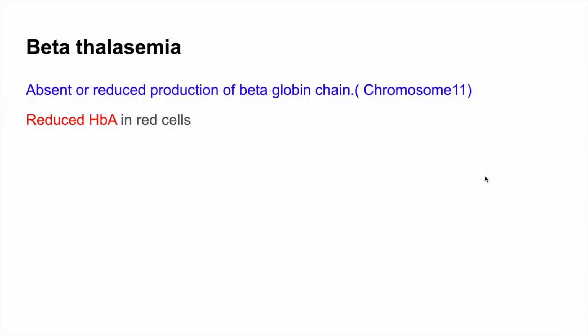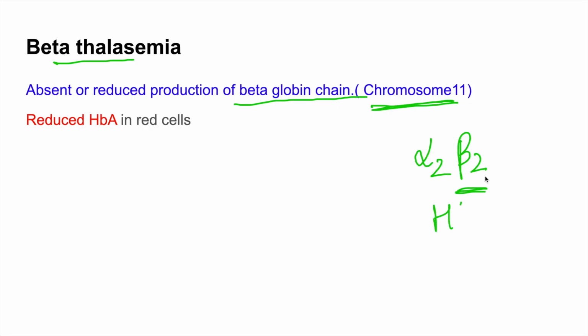So beta thalassemia. What is in beta thalassemia? There is absent or reduced production of the beta globin chain. Now the beta globin chain genes are present on chromosome number 11. So what was HbA? HbA was alpha 2 beta 2. Now if the beta chain is reduced or absent, there will be reduced HbA.